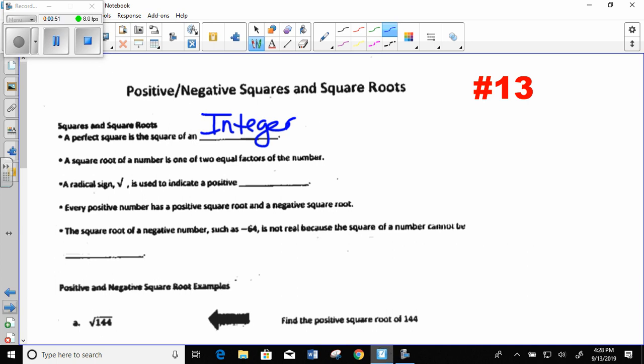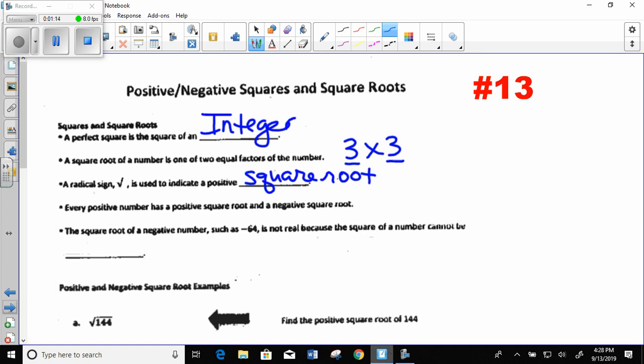We talked about that like 3 times 3. So 3 is a factor, 3 is a factor. A radical sign is used to indicate a positive square root. Every positive number has a positive square root and a negative square root. We'll talk about that in just a minute.